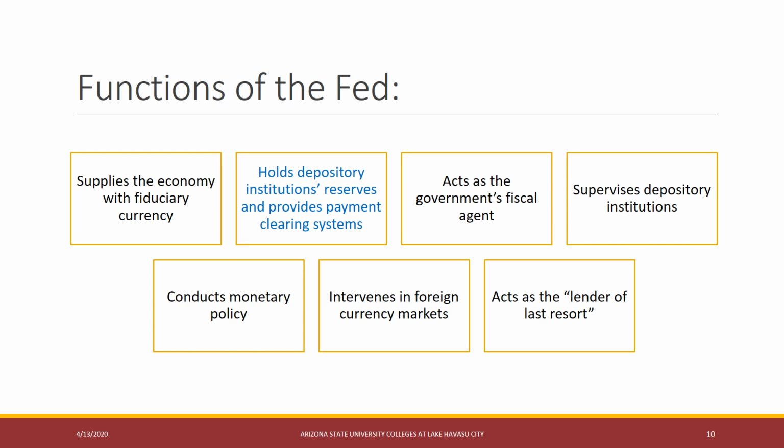The Fed holds the depository institutions' reserves and provides a payment clearing system. The 12 Federal Reserve District banks hold the reserves, other than the vault cash, of the depository institutions. Depository institutions are required by law to keep a certain percentage of their transaction deposits as reserves. Even if they were not required to do so by law, they would still wish to keep some reserves on which they can draw funds as needed for expected and unexpected transactions.